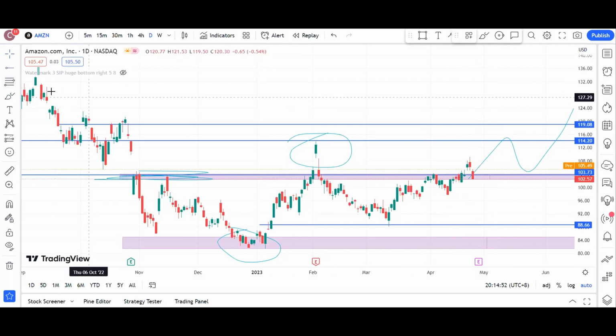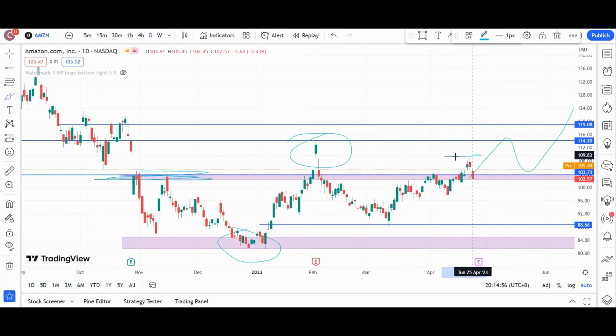We are seeing rejection of the 109, 110 area. Price is currently sitting at 103, 102. We have earnings coming out tomorrow. As long as price can show a rejection of and close above this 103 area, this box, we can confirm that we have a new demand being formed, a new higher low. We should see price continue going towards the 114, 113 area, which is rejected from this level.